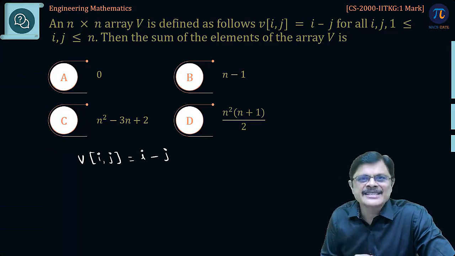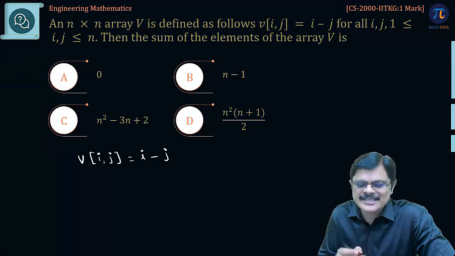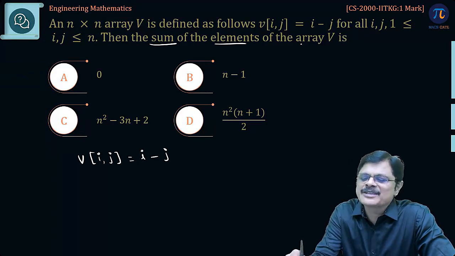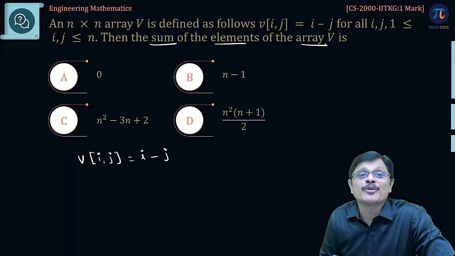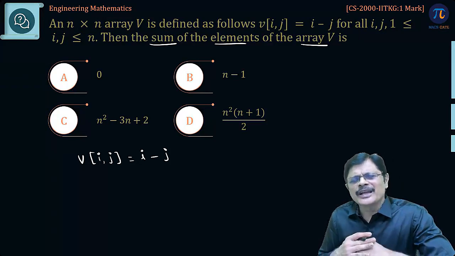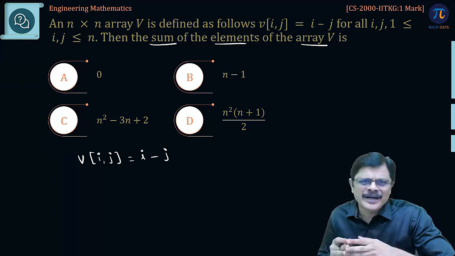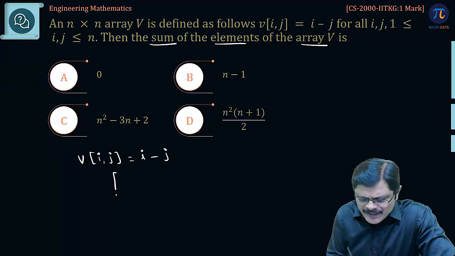See here, Vij is equal to i minus j. What is he asking? For such a matrix, he's asking the sum of the elements of the array. Dear friends, you don't have to take a very big matrix. Just take a 2 by 2 matrix, n is equal to 2.